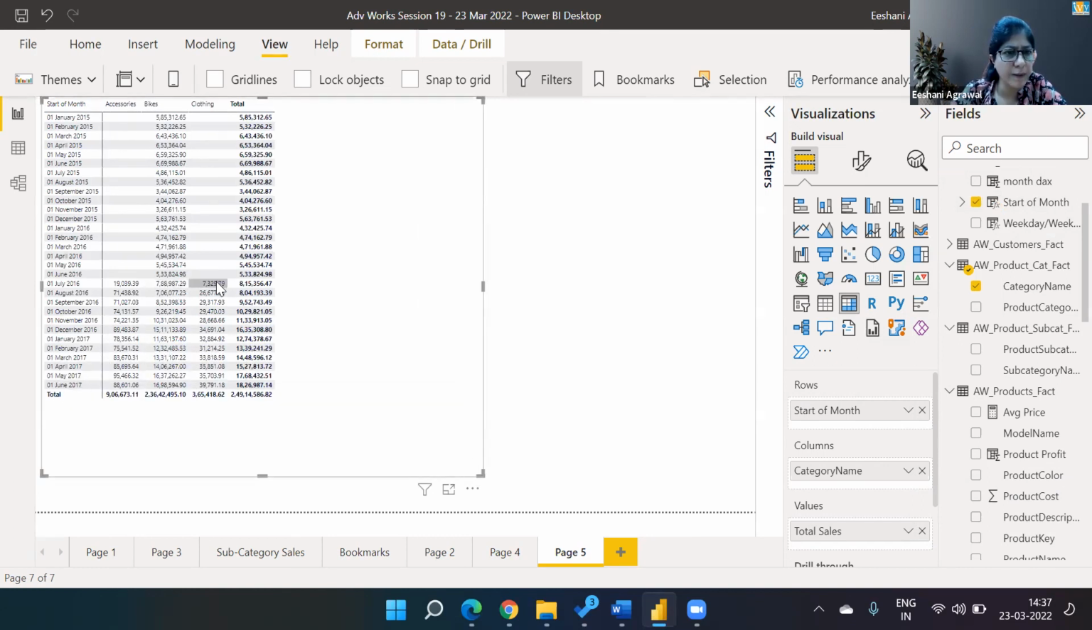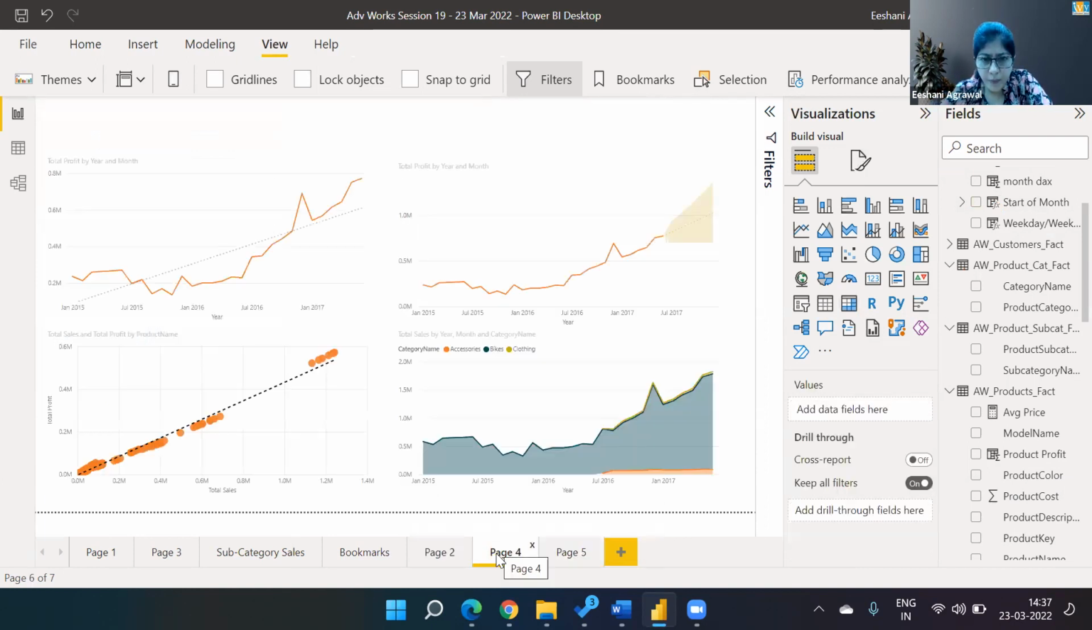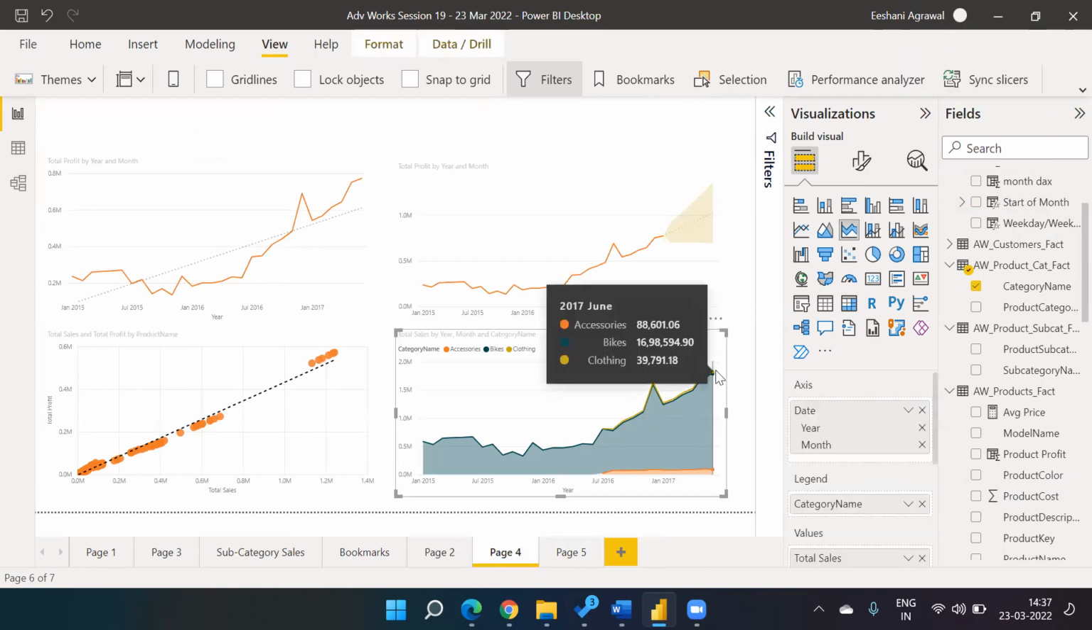Clothing and bike. It's not comparable. So why am I getting comparable values? Can anybody think about what went wrong? What's wrong with this? Actually, Shani, we need to create the return trend.